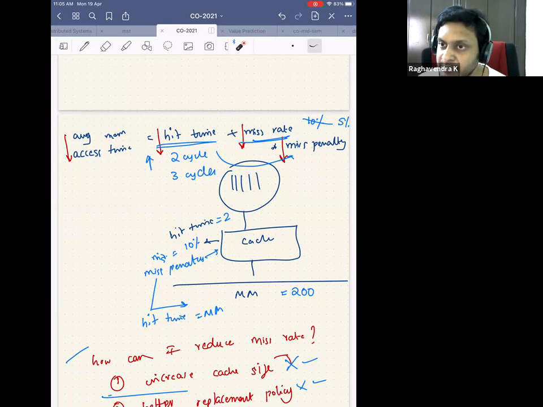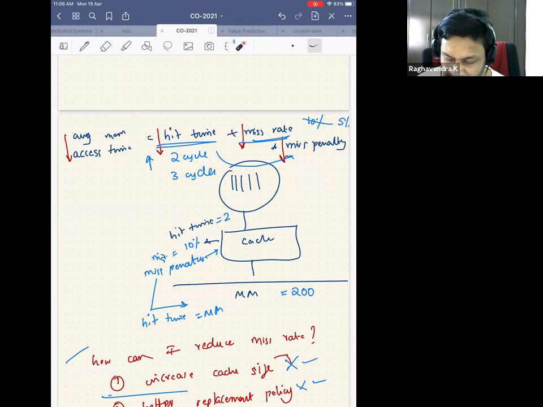So the way to reduce the average memory access time is to reduce either the hit time, the miss rate or the miss penalty. We said that I can reduce the hit time by having a smaller cache, but having a smaller cache will increase the miss rate. Of course, I can also reduce the miss rate by having a larger cache, but then the hit time increases. So there's no one bullet that you can bite and say that I am done. There are multiple facets to this.